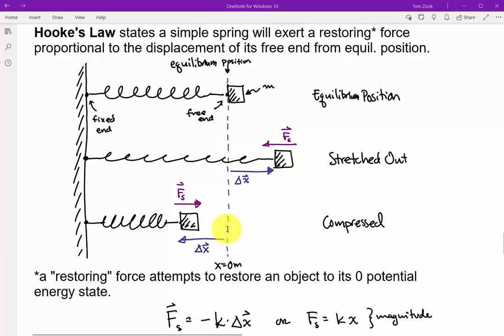Now, if we do the opposite and compress the spring, if it's a compressible spring, we give it a negative displacement, a negative delta x here, then the spring force is again going to push opposite of our displacement. So we say that Hooke's law, or the ideal spring law, is that the spring force as a vector is equal to negative k times the delta x vector for its displacement. k is just some constant. We call it the spring constant.